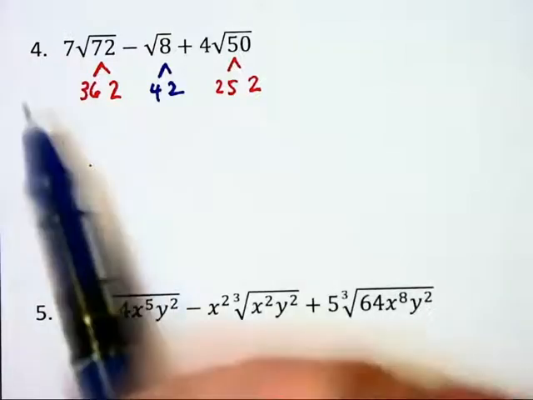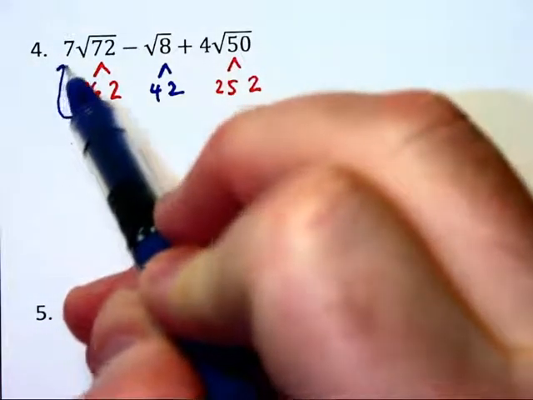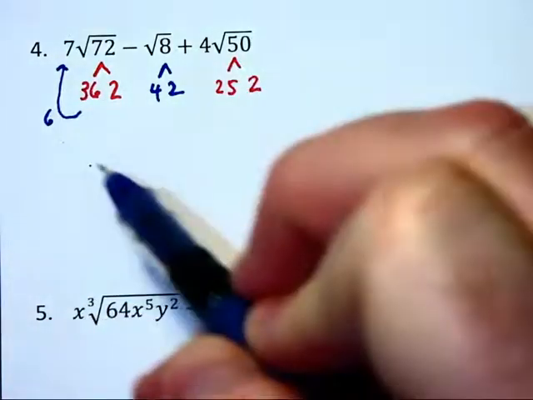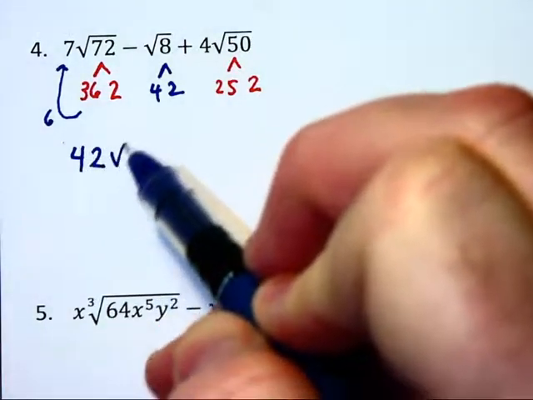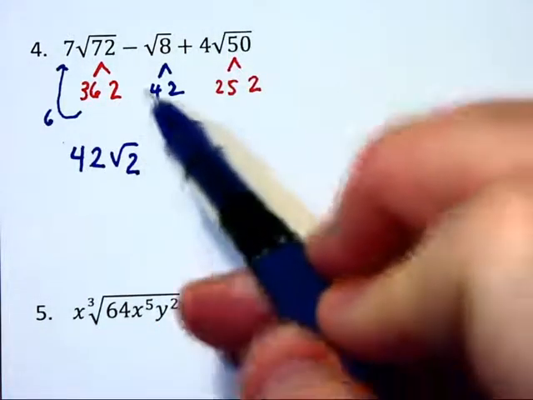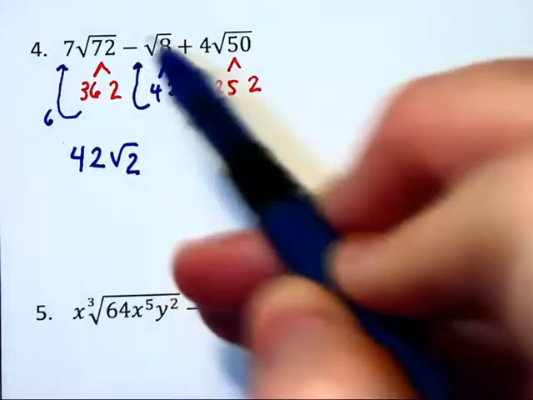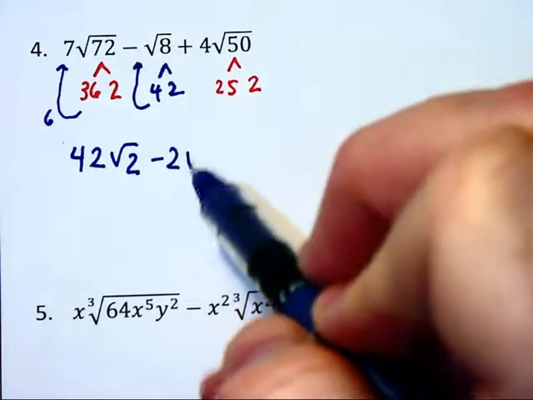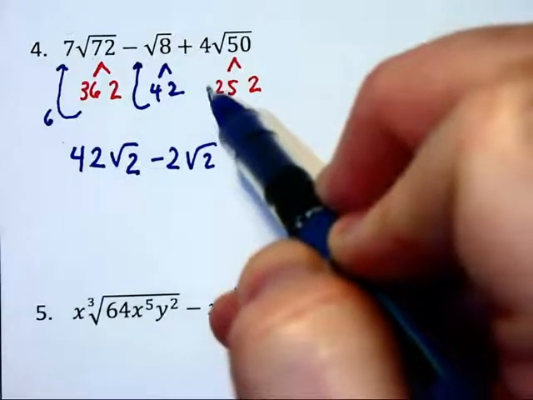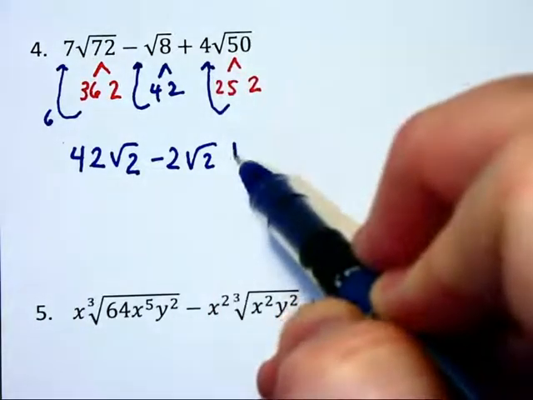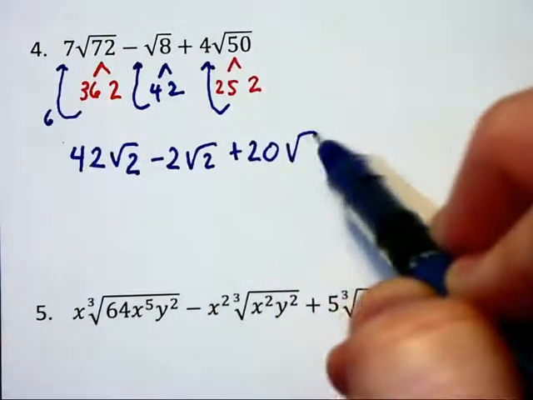So when we have this 6 coming out of the radical, the 6 multiplies by the 7 and gives us 42 root 2. In the middle here, the 2 comes out. There is no number to multiply by, so we have minus root 2. And then 25 comes out as a 5, multiplies by that 4, and gives us plus 20 root 2.